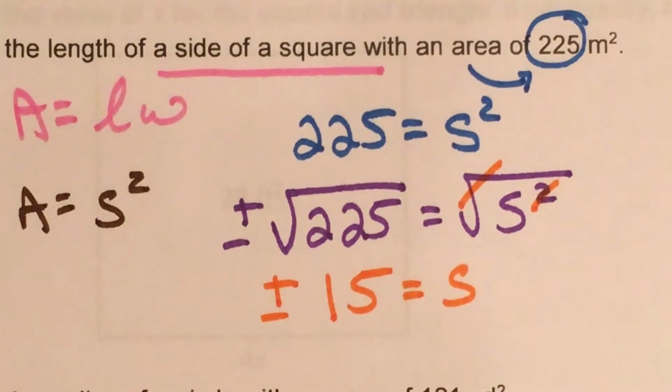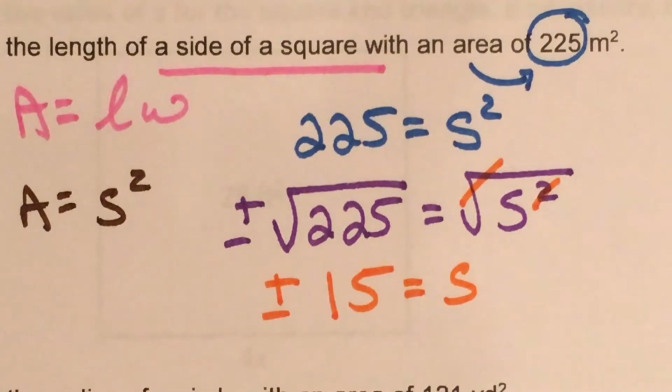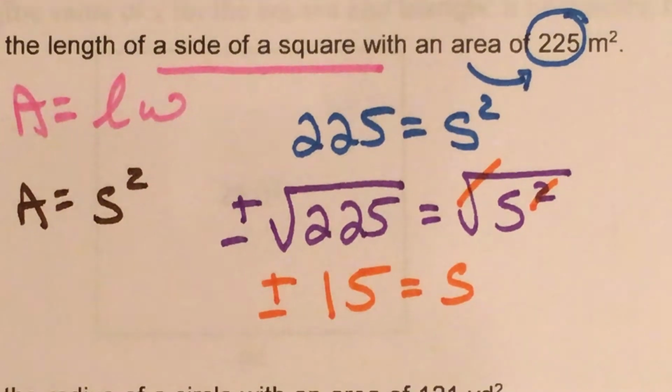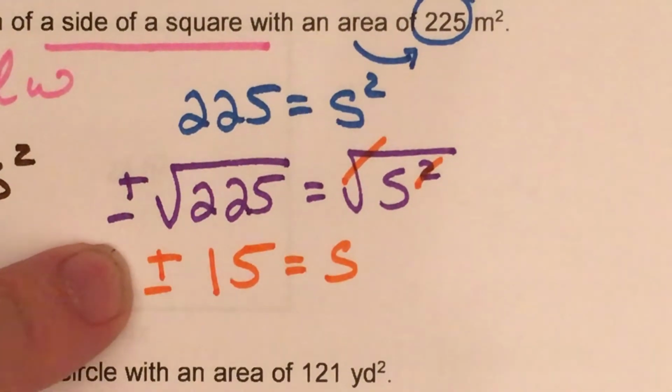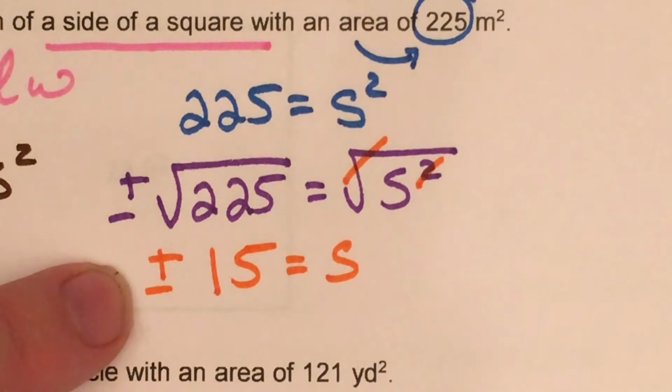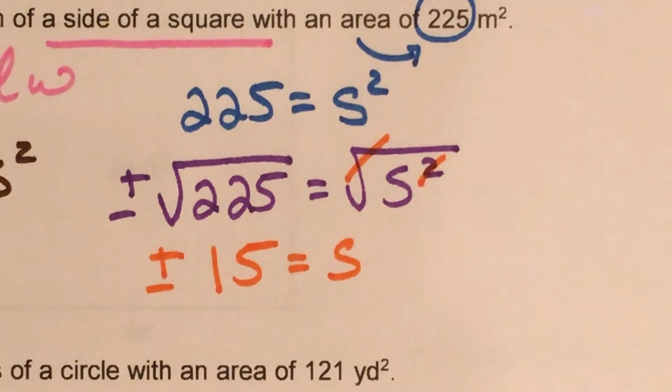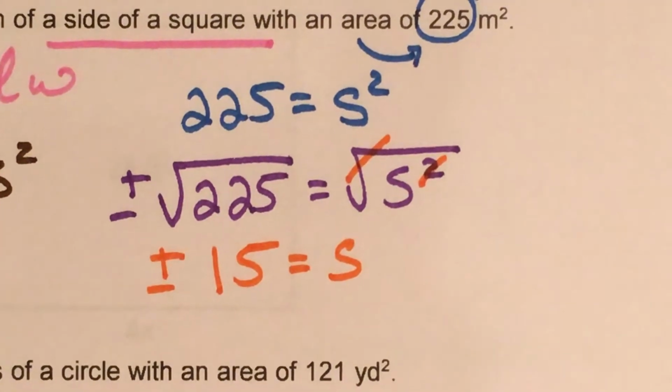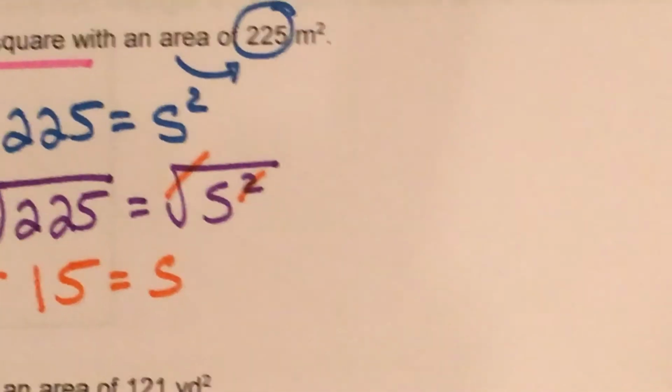Now, new discussion. If you're finding the length of anything, can you have a negative value? Can length be negative? No, it cannot. Length can only be positive.